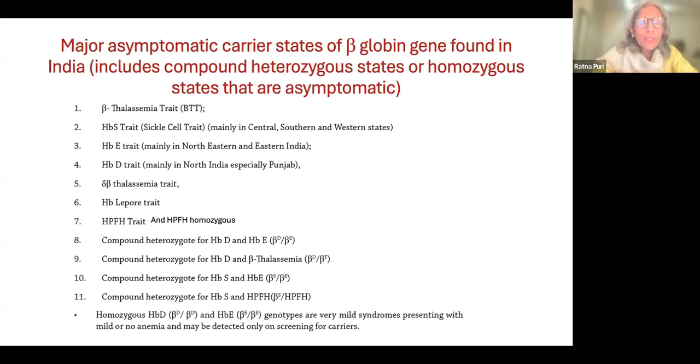These are the conditions, and I think it's very important to know this, where they are not affected with a major disease. These are asymptomatic states.